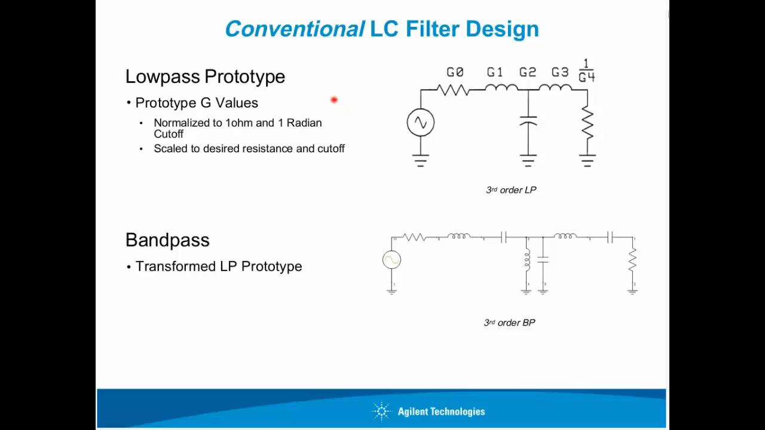And so the specific low-pass filters are usually found just by scaling the G values for your desired resistance and cutoff frequency. And then bandpass filters are designed by transforming and scaling the low-pass prototype. And so with a conventional bandpass transform, each low-pass prototype series inductor transforms into a series inductor and a series capacitor, and each prototype shunt capacitor transforms into a shunt inductor and a shunt capacitor. And so, therefore, the bandpass has twice as many reactive elements as the low-pass prototype.